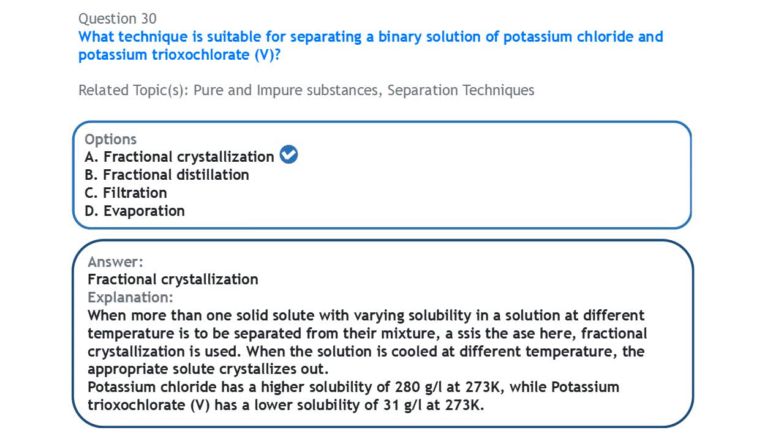Okay, we use this method when you have a mixture of two solutes, and those two solutes have varying solubility. That is, they have different solubility at different temperatures. So that applies to these two substances, potassium chloride and potassium triiosochlorate. They have variation in their solubility, and as such we can separate them by fractional crystallization of the solids.